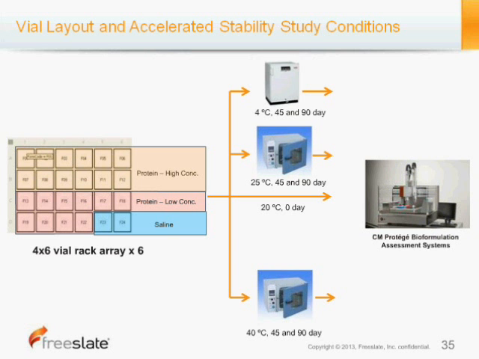Then we incubated the samples at 4 degrees C, 25 degrees C, and 40 degrees C, and then took them out at 45 days and did an analysis, and then took another set of samples out at 90 days to do the analysis. And when we did the analysis on the system, we were able to get turbidity, viscosity, pH, particle count, and color matching for all 24 vials, for all the time points and temperature points that we measured.